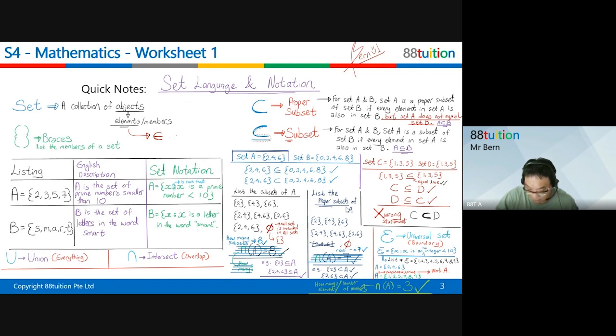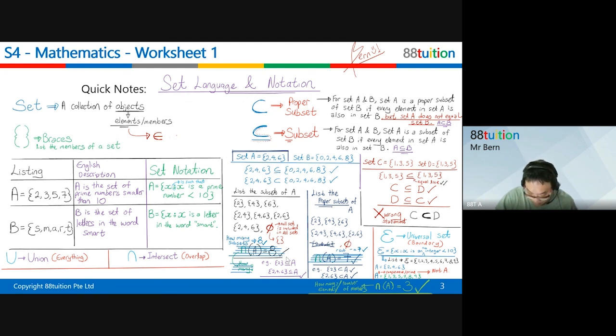But what does proper subset mean? The exactly the same one, the 2, 4, 6, this one. You see the mouse down here? This is not counted. This is the only one that's not counted. So the extra equal sign means that it is exactly the same. Then you can put an equal sign.